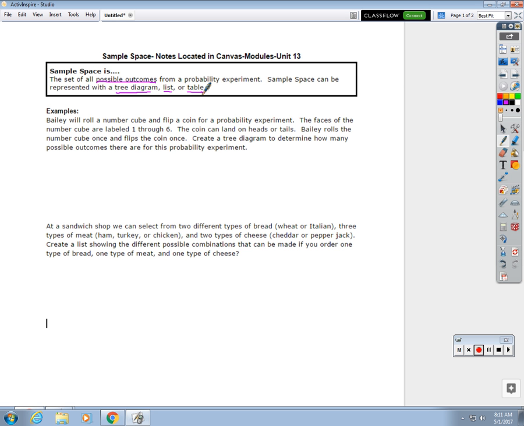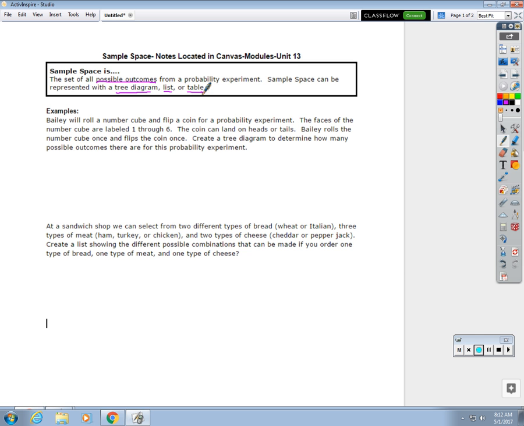The first one says that Bailey will roll a number cube and flip a coin for a probability experiment. The faces of the number cube are labeled 1 through 6. The coin can land on heads or tails. Bailey rolls the number cube once and flips the coin once. Create a tree diagram to determine how many possible outcomes there are for this probability experiment.